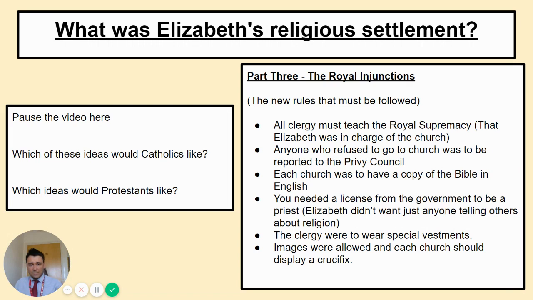And this is what I'd like you to do, the royal injunctions, these rules that must be followed. There's quite a mixture here. Can you just pause the video and think, which of these ideas would Catholics have liked? Which of these ideas do we think Protestants would have liked? You don't need to write anything down, but just have a look through. Try and see how Elizabeth has brought both groups together. Pause the video and have a go.